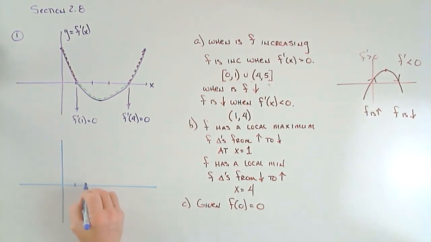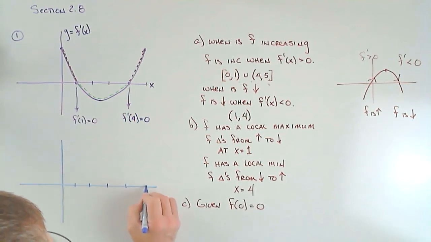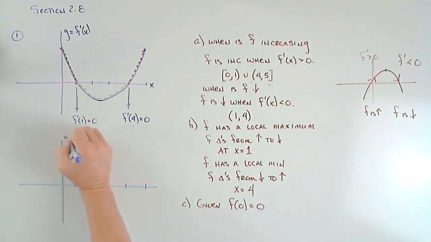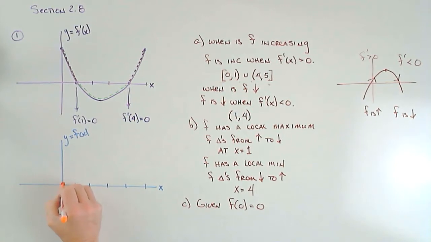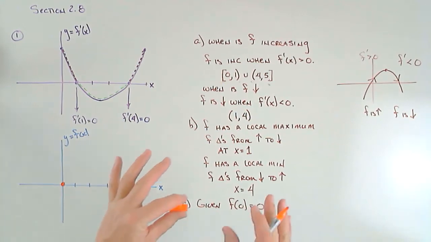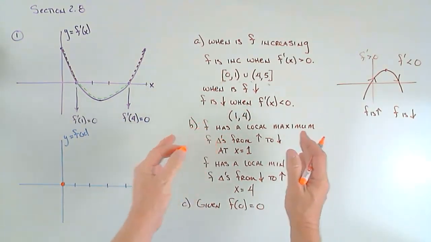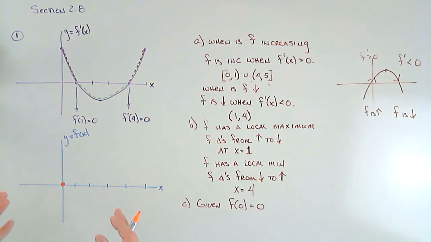So here's 1, here's 2, here's 3, here's 4, and here's 5. Now this is the graph of y equals f of x. The only thing we know about our graph is we were told that f of 0 equals 0. So we know our graph touches this point. That's the only thing you and I know. Now we're going to take our information here and put it onto our graph.